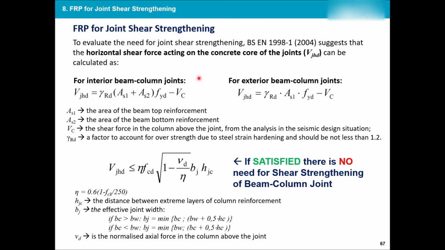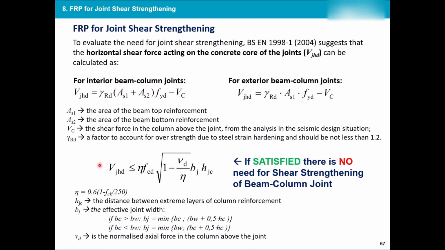To calculate it, depending on whether you have an interior beam-column joint or an exterior beam-column joint, these two formulations exist. These are for calculating the capacity that you have, and that should satisfy this formulation, which if satisfied, there's no need for shear strengthening of beam-column joints. I have given you the description, all of them, in case one day you need to calculate that. It's based on Eurocode 8.